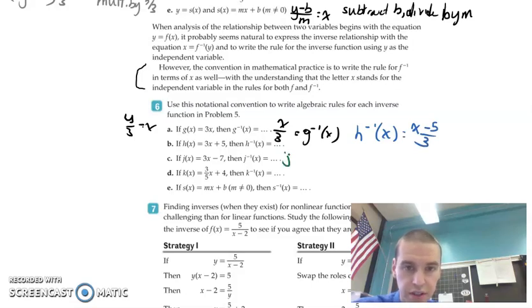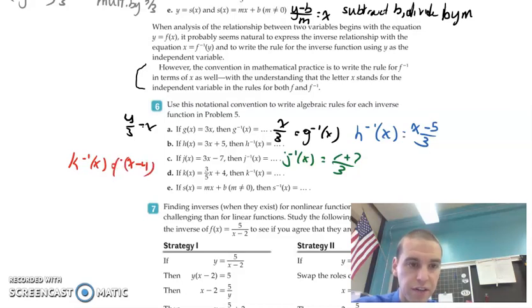J inverse of x equals x plus 7 divided by 3. I'll do the next one over here so we can see it. K inverse of x equals, now we did x minus 4. I'm going to put the 5/3 out in front, just so that we usually have the coefficient out in front. So 5/3 parentheses x minus 4. And the last one we'll do in black. S inverse of x equals x minus b over m.